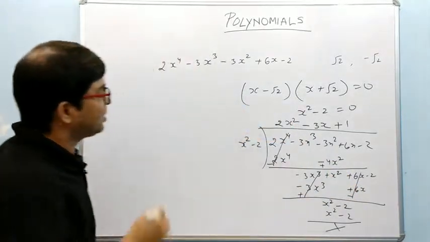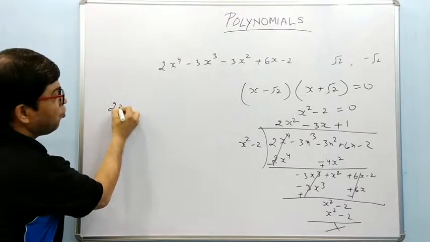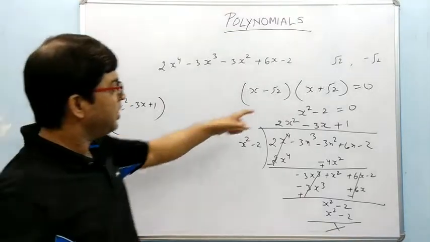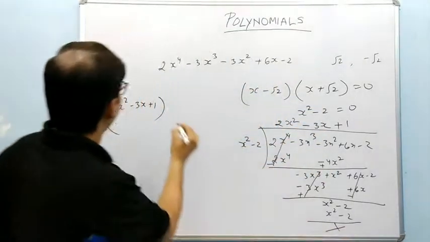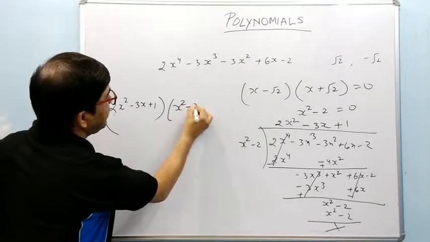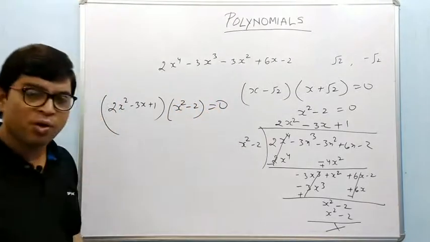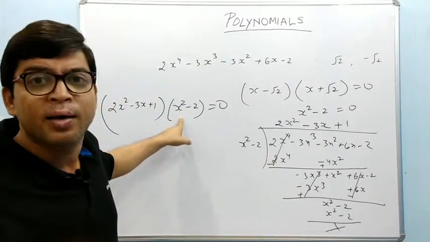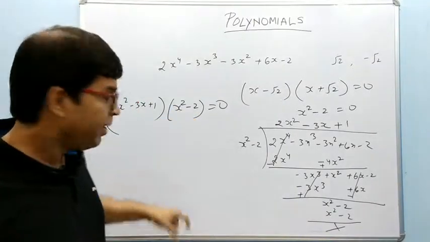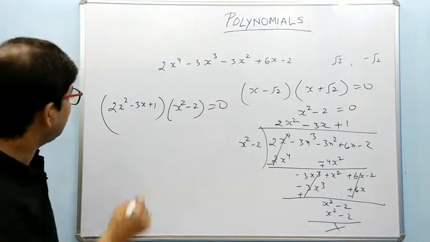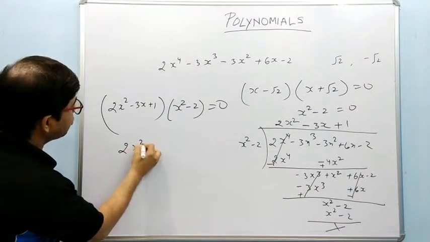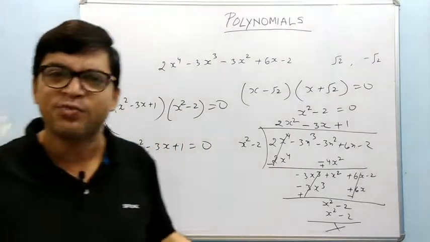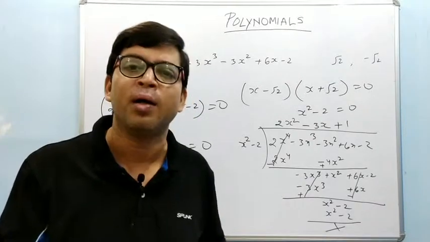So we write this polynomial as one factor 2x square minus 3x plus 1, and the other factor x square minus 2. These two factors give us the zeros of the polynomial. We already have the zeros from x square minus 2. Now 2x square minus 3x plus 1 is equal to 0. You can find the value of x very easily by splitting the middle term.